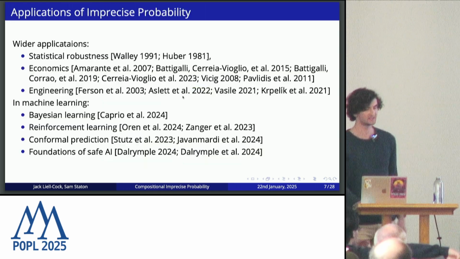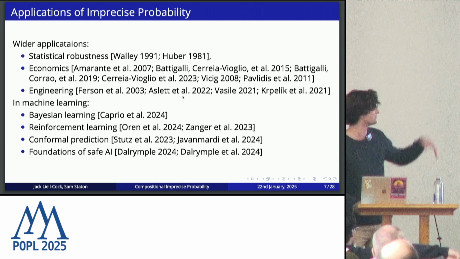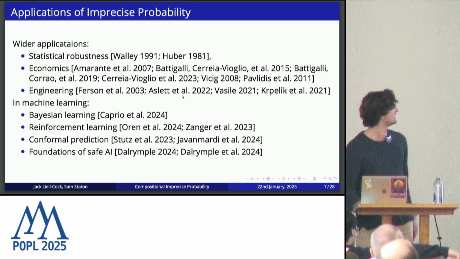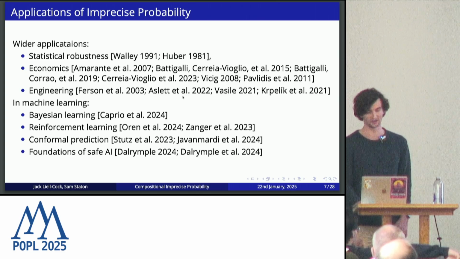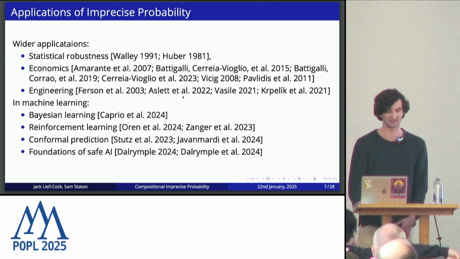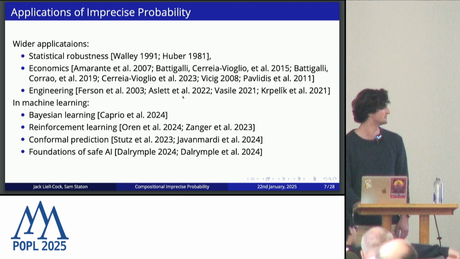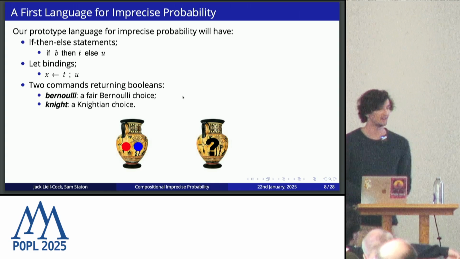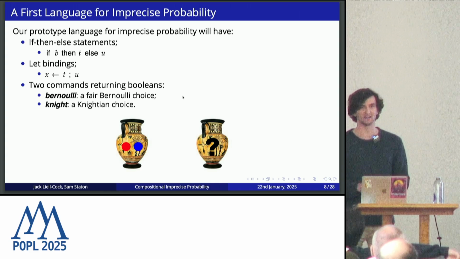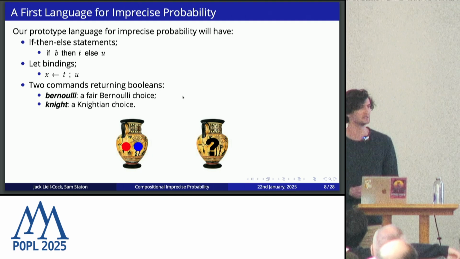So yeah, imprecise probability has had a number of applications in statistics, economics, and engineering. It's recently popped up quite a bit in machine learning, which prompted us to look at it, say in conformal prediction and AI alignment. But to get into the guts of it, our first language for imprecise probability, we're going to start with just a few simple constructs.